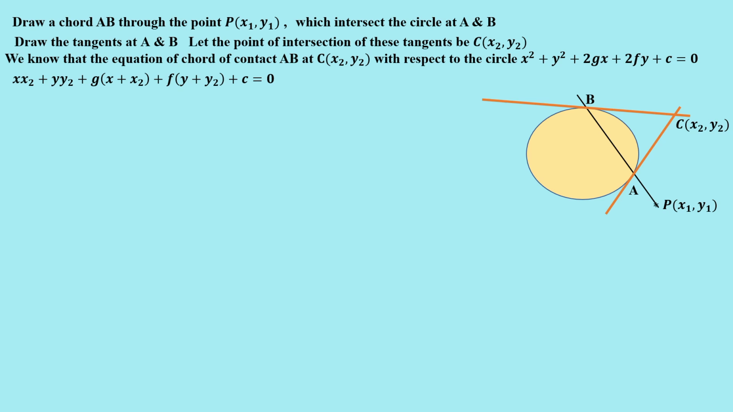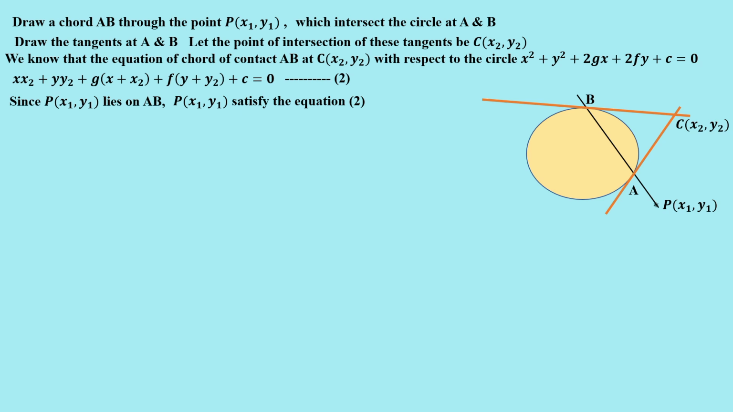x1 x2 plus y1 y2 plus g into (x1 plus x2) plus f into (y1 plus y2) plus c equal to 0. That is equation number 2. Since P(x1, y1) lies on AB, clearly the point P is on that line AB. But the AB equation is represented by equation 2. Therefore P(x1, y1) satisfies equation 2.